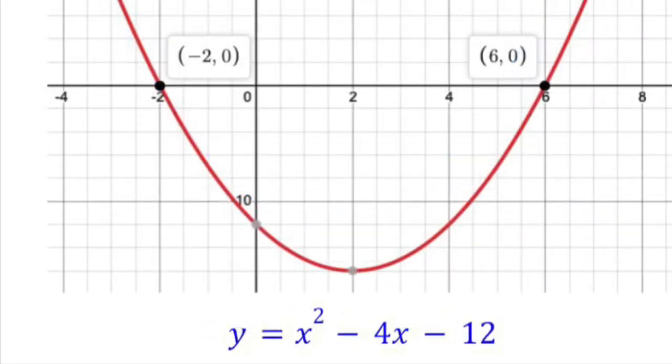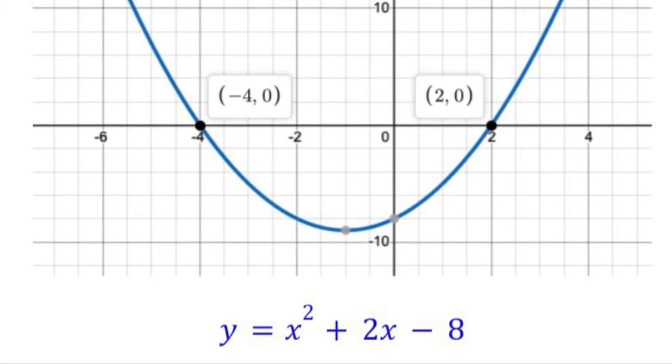I've got another equation that's in standard form, y is equal to x squared minus 4x minus 12. And again, the same pattern happens. When I multiply 6 times minus 2, it gives me minus 12. So that's an interesting pattern that seems to work when we have standard forms and x-intercepts.